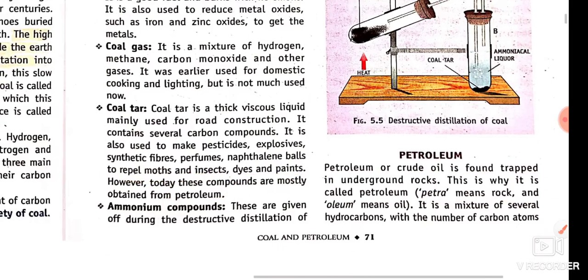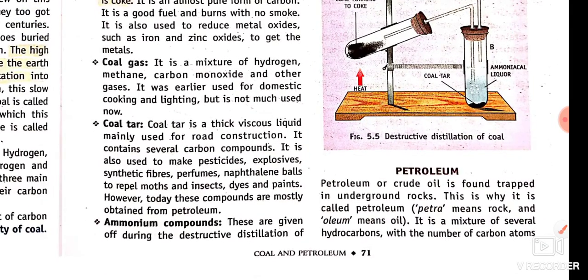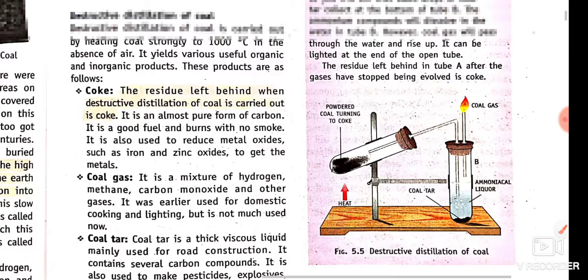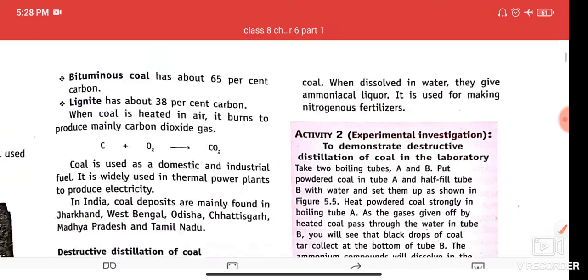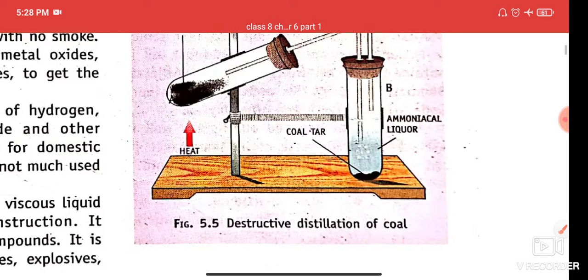Next are ammonium compounds. They are obtained during the destructive distillation of coal. In the distilled water, the ammoniacal liquor is used for making nitrogenous fertilizer. Okay, so how is it done? There is an experiment given here.